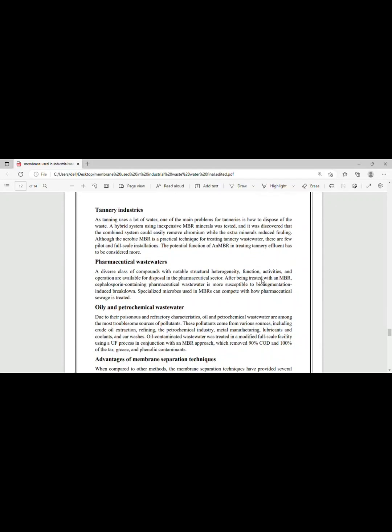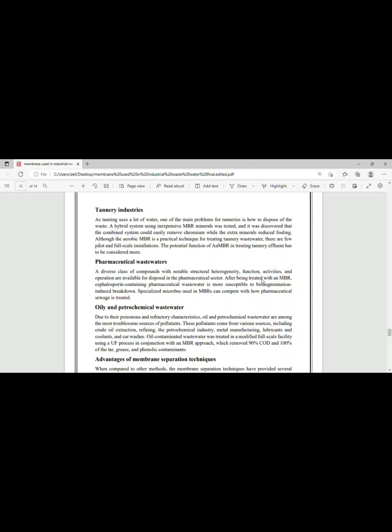Tannery industries use a lot of water. One of the main problems of tanneries is how to dispose of the waste. A hybrid system using inexpensive MBR minerals was tested, and it was discovered that the combined system could easily remove chromium, while the extra minerals reduced fouling.